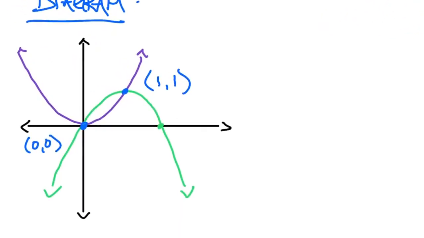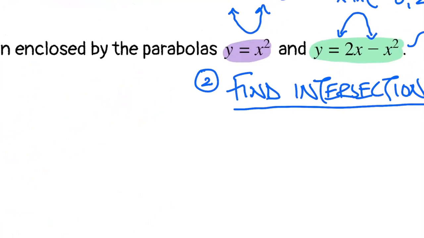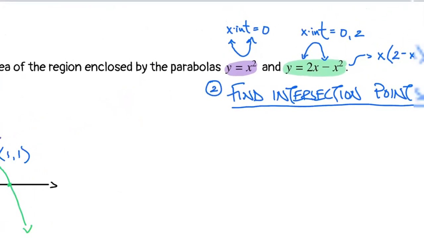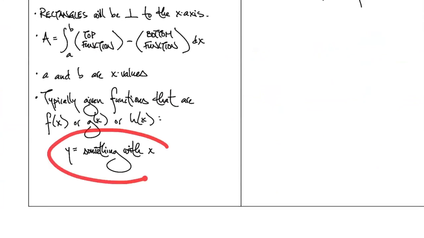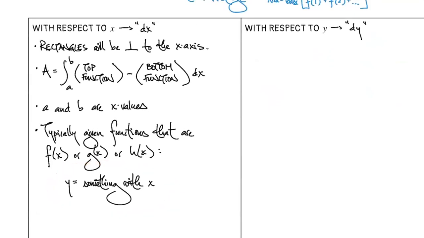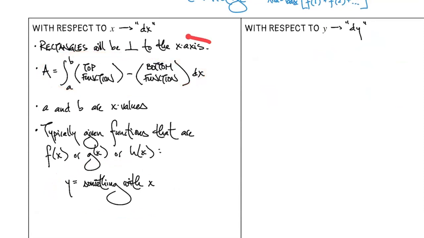I'm going to go back to this diagram. And if we look at our equations right quick, we've got y equals x squared, y equals 2x minus x squared. Well, that sure looks like a y equals something with x kind of equation, which is our clue that we're going to be setting up our integral like this. So that means that our rectangles will be perpendicular to the x-axis.